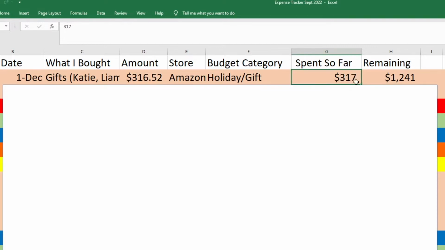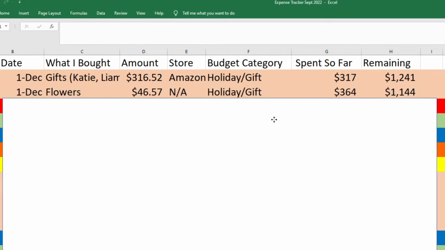And I just round up here on this column. I save all of the change that I'm rounding up into a savings challenge, and I'm going to put that money towards my Roth IRA when the challenge is finished. So the total remaining money that we have for the rest of the month now in our holiday and gift category is $1,241.